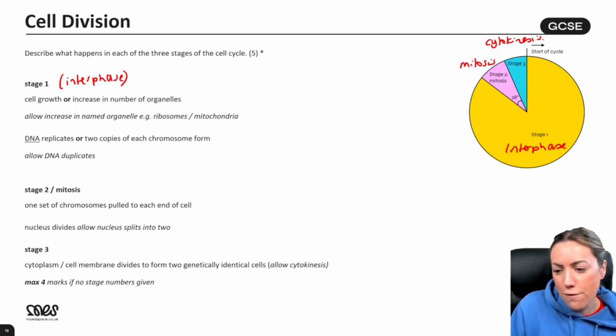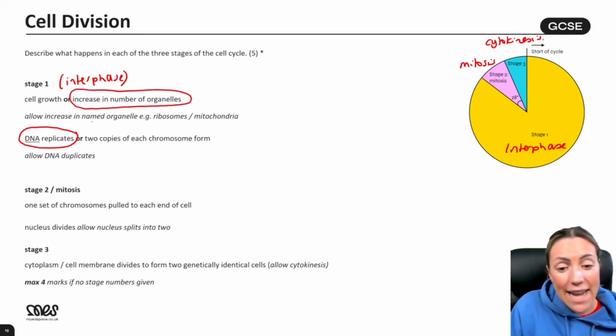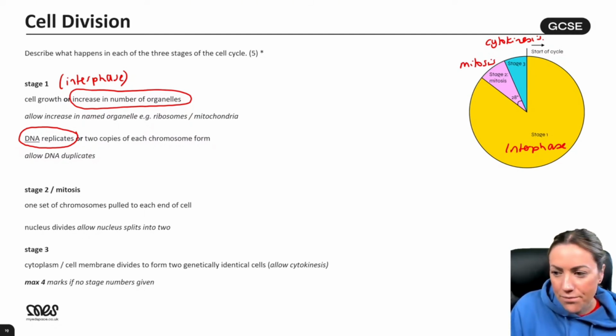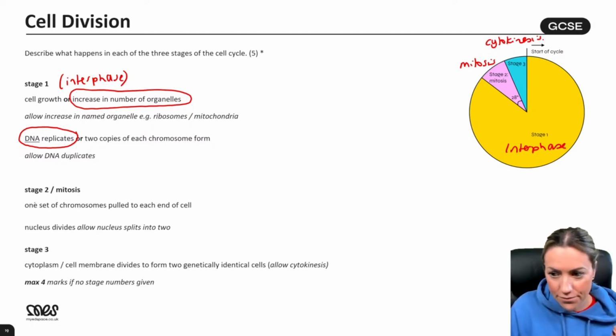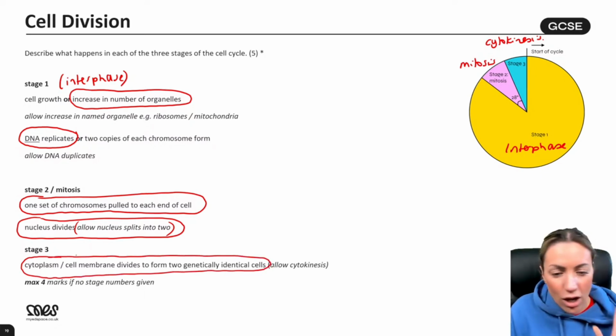So I would go for, shall I circle? I would have said in stage 1, the DNA replicates and there's an increase in the number of organelles. But any of the alternatives are fine. You could have said the cell grows. You could have said increase the number of ribosomes. And then stage 2, there's 2 things you have to say. There's no options. You have to say this, and you have to say this. And then for the last one, the cytoplasm or the cell membrane, there's not a lot of options.